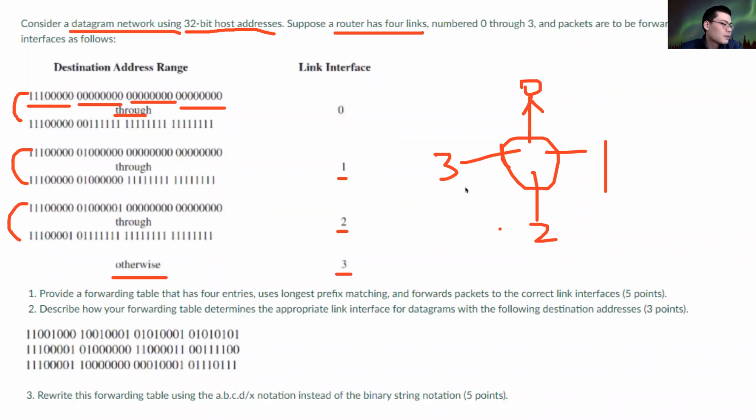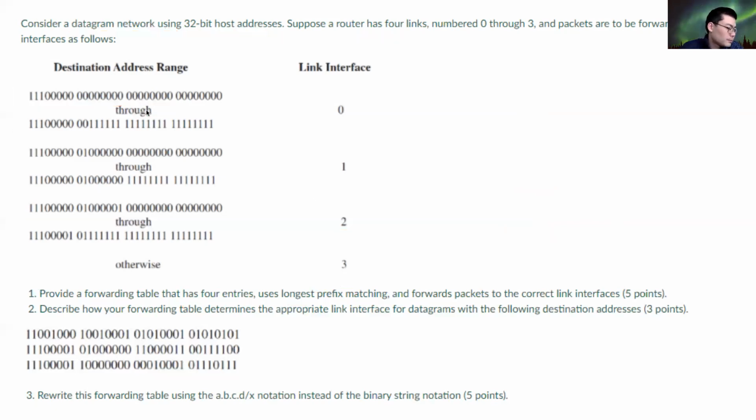Sorry. So the question will be something like this, right? Provide a forwarding table with 4 entries. Use longest prefix matching. This question is really testing you on the longest prefix matching concept. So let's take a look at how to answer such a question.